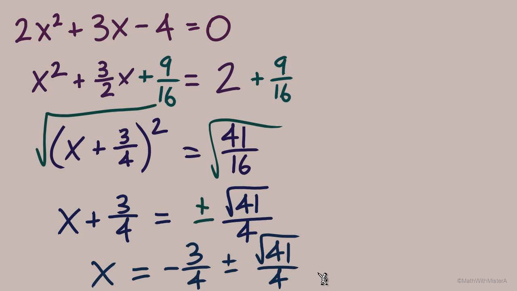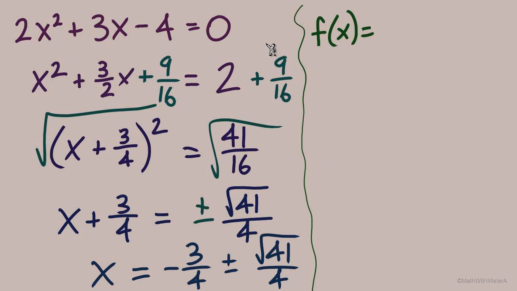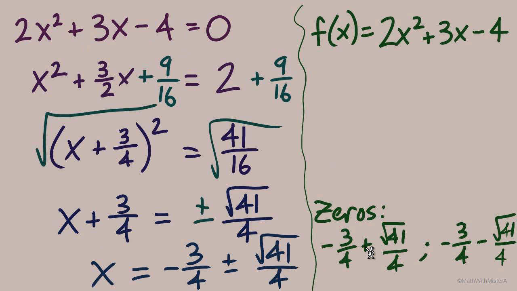So let's talk about our function information. What is the related quadratic function? So it was set up actually right there for us: 2x squared plus 3x minus 4 equals 0. So we can see our quadratic function. Do we know what the zeros are? Yes, the solutions down here, those are our 2 zeros. I'll write them out individually: negative 3/4 plus radical 41 over 4 and negative 3/4 minus radical 41 over 4.